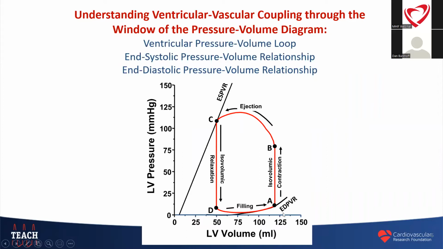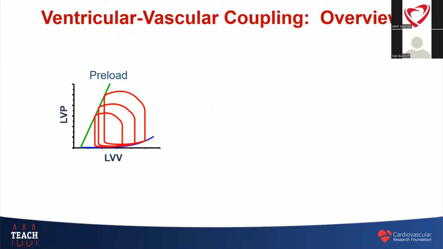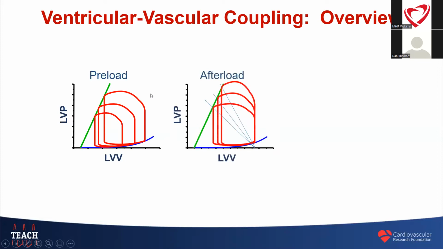And the pressure at the bottom right is the end diastolic pressure, which of course is tightly related to the pulmonary capillary wedge pressure that the lung is experiencing. In terms of preload, what is preload? Preload is when you change the end diastolic volume or the end diastolic pressure. You see that as we increase preload, the heart generates more pressure and more stroke volume, but the loops always fall within these two boundaries of end systolic and end diastolic pressure volume relationships.